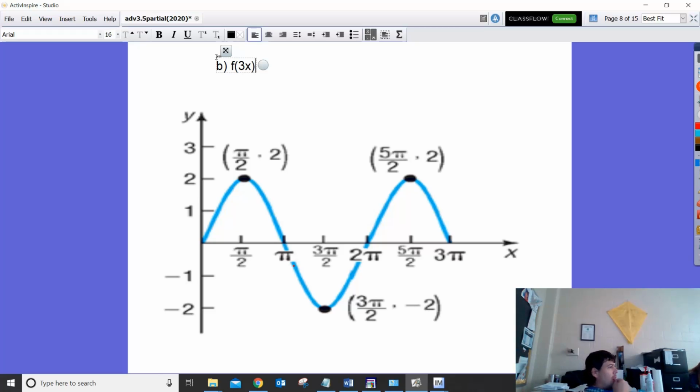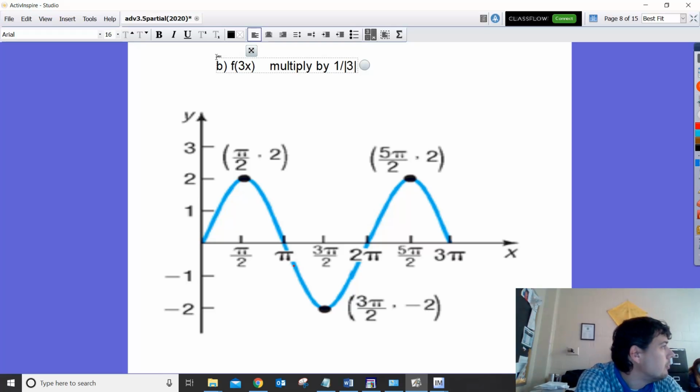It's all about location. What is that telling you to do to the x values? Multiply by 3. Look at the transformation rule we wrote. This is multiply by 1 divided by the absolute value of 3. If it was in front of f, you'd triple y, but it's not in front of f, it's in with x. You kind of do the opposite of what it says.